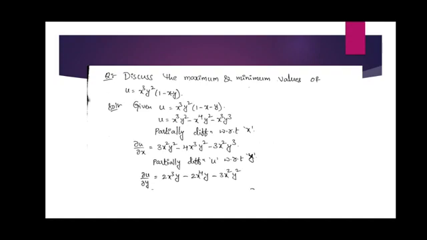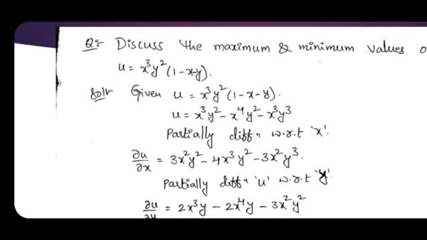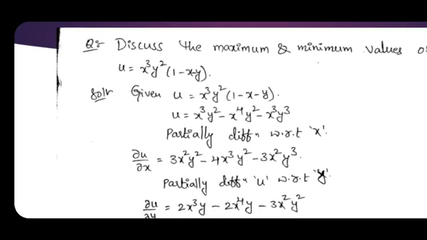Now we take a problem. Here is the question: discuss the maximum or minimum values of u equal to x cubed y squared into (1 minus x minus y). They ask where the function has a maximum value and where it has a minimum value. The given function is x cubed into y squared of (1 minus x minus y).